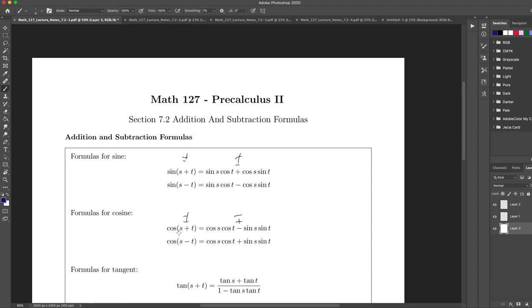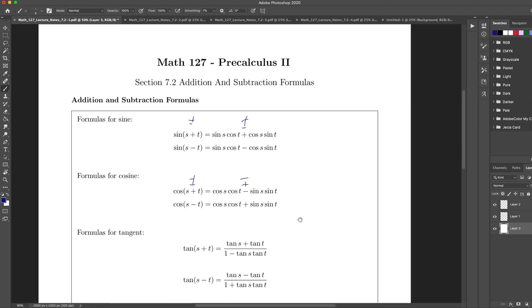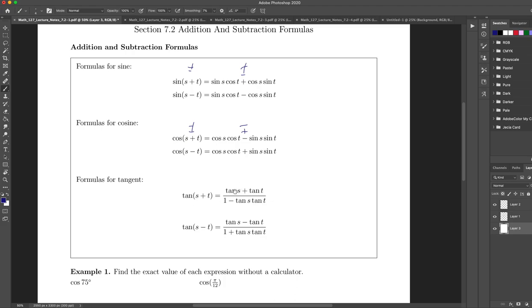Because we can do the same thing with cosine. Cosine of s plus t is cosine s cosine t minus sine s sine t. And then it'll be cosine s cosine t plus sine s sine t if it's minus here. And so you just swap it. You can do the same thing here with tangent. Tangent of s plus t is tangent s plus tangent t over 1 minus tangent s tangent t. And then if it's negative, it's negative up top and positive down below.